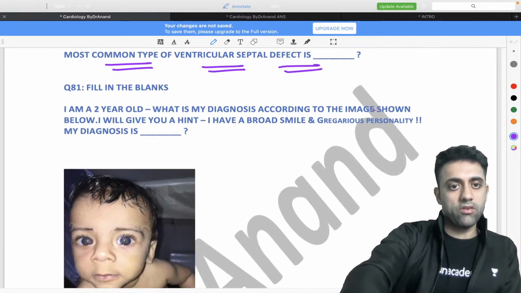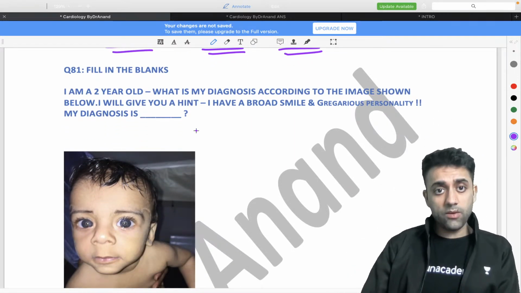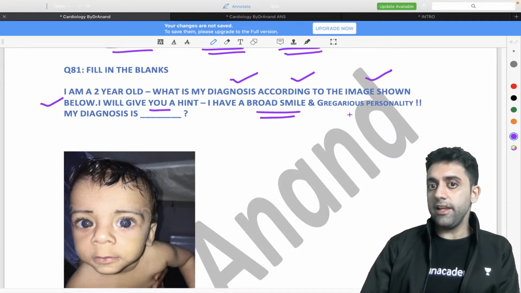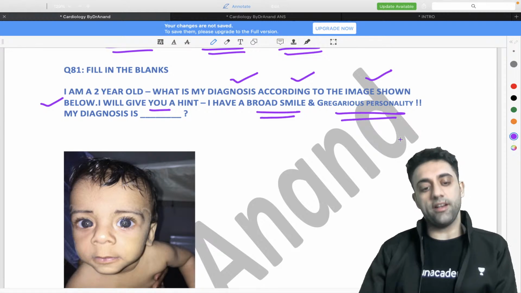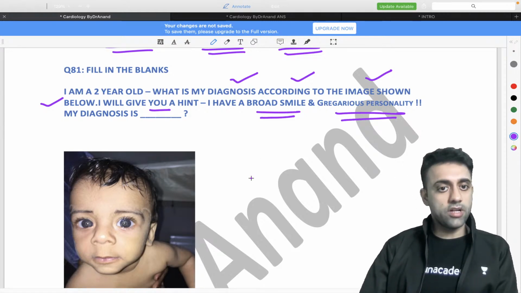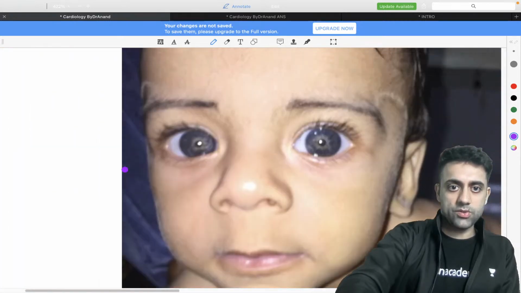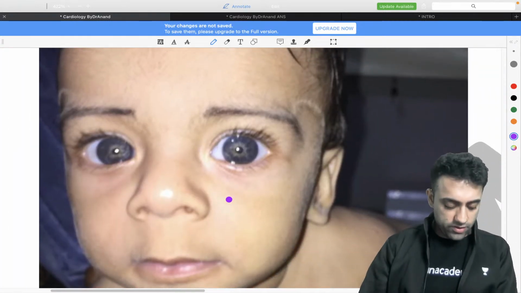Question 81, come on, tell me. I am a 2-year-old. What is my diagnosis according to the image shown below? And I'll give you a hint. I have a broad smile and I have a gregarious personality. Gregarious means outgoing personality. So what is this? Anyone? Let me zoom the picture for you. This one. Very, very beautiful picture.